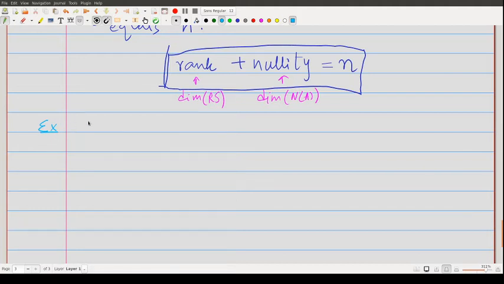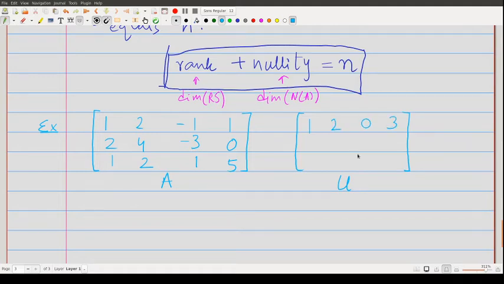Okay, again, let's consider the same matrix, which was [1, 2, -1, 1], [2, 4, -3, 0], and [1, 2, 1, 5]. This was the matrix A, and the row echelon form of this matrix was [1, 2, 0, 3], [0, 0, 1, 2], and [0, 0, 0, 0]. So this was the row echelon form of that matrix.